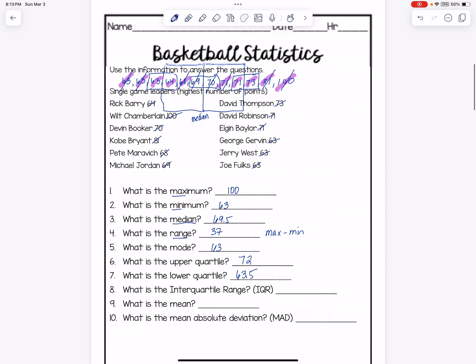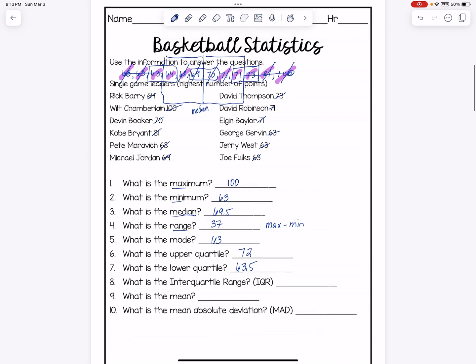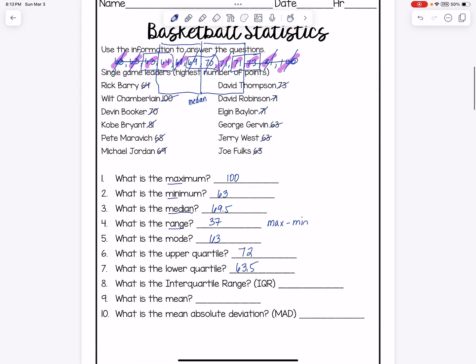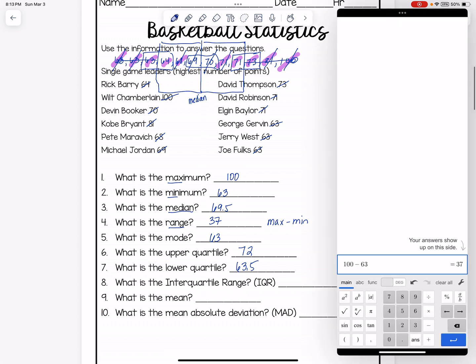Okay. All right, so that's basically how you create the box and whisker plot, and then you just do this line out to 100 and this line out to 63, and that's your box plot. Okay, so what's the range? Well, we're going to take our upper quartile. We want to know the range of the box, basically. So we have our 72 minus 63.5, and we get a range of 8.5, okay, which isn't that big.